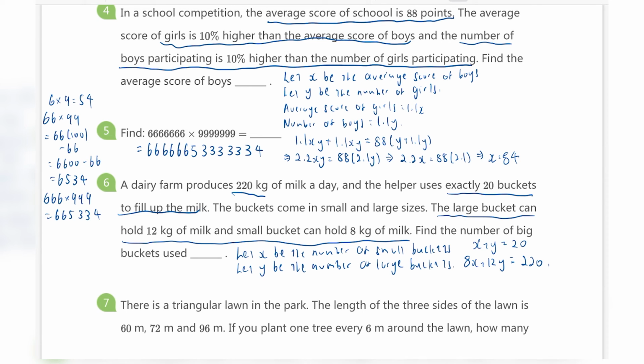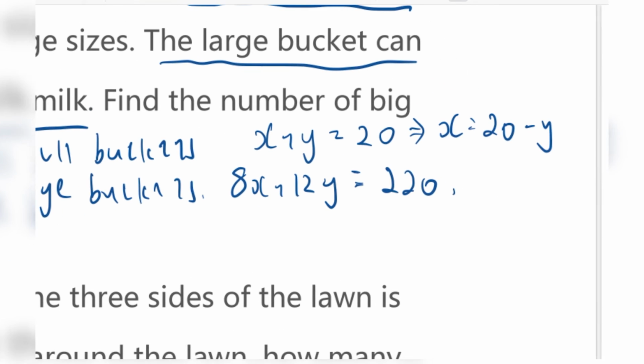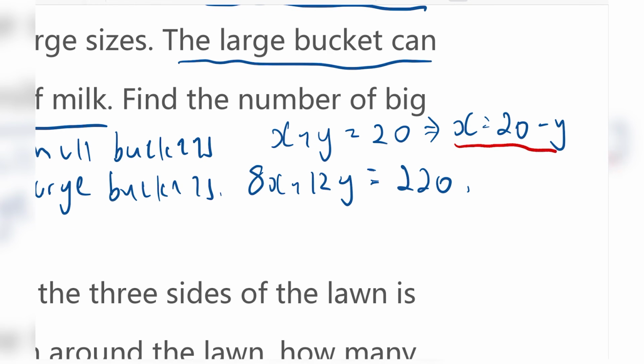And now we're going to understand the concept of substitution. We're going to shift the y to the other side. Let x equal to 20 minus y. And hey, if you look at this very carefully, if x is 20 minus y and there's an x over here, we can essentially replace this x with 20 minus y. So that's what we are going to do.